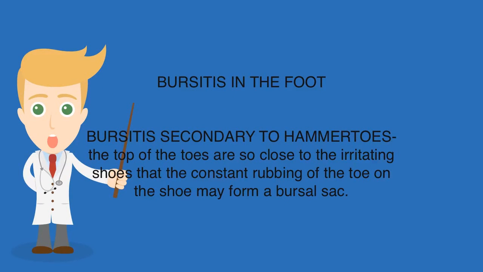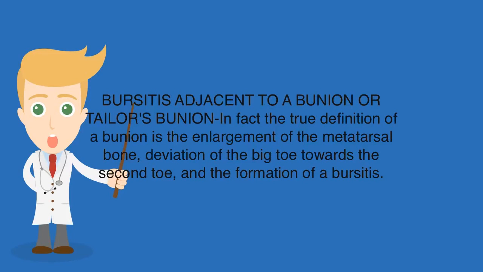Bursitis in the foot. Bursitis secondary to hammer toes. The top of the toes are so close to the irritating shoes that the constant rubbing of the toe on the shoe may form a bursal sac. Bursitis adjacent to a bunion, or Tailor's bunion. In fact, the true definition of a bunion is the enlargement of the metatarsal bone, deviation of the big toe towards the second toe, and the formation of a bursitis.